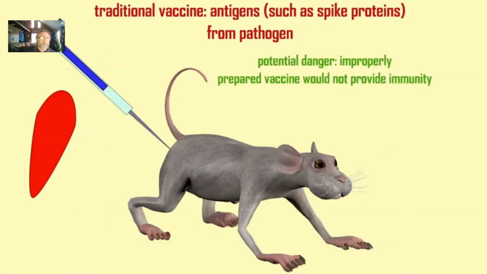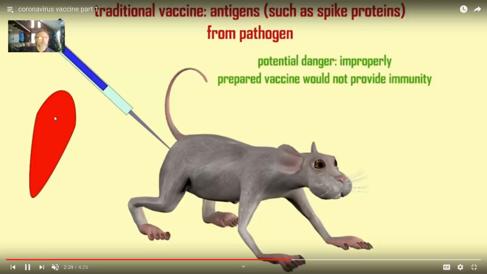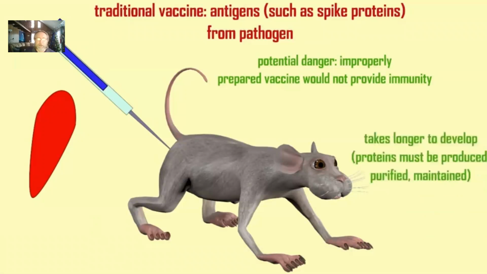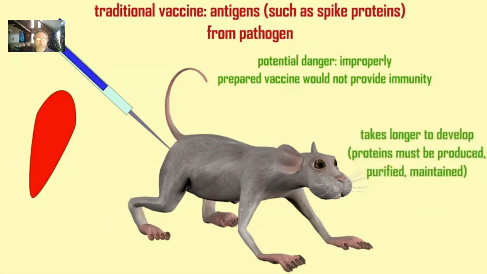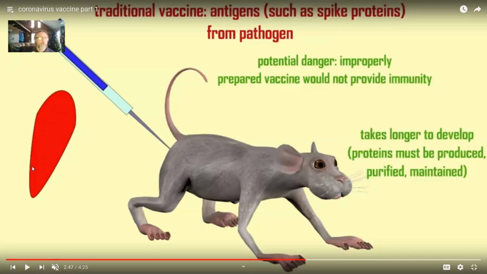Now, you have to make this red protein, and if there's a problem in your production, and there are problems with anything, then you would potentially have a batch of vaccine that didn't work. Maybe the red protein was denatured. It had an abnormal shape. It wouldn't work normally. Plus, you'd have to make the protein, purify it, maintain it. Once again, it would take longer, and you'd need more quality controls, more testing.